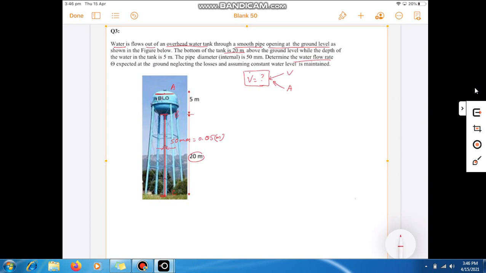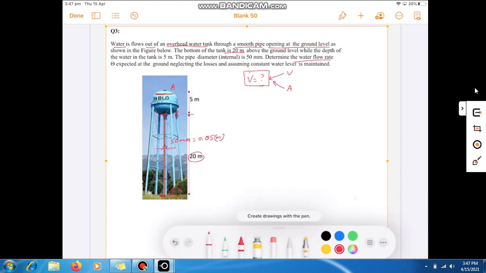Because you see in the question we have assuming the constant water level is maintained, it means the capacity of the container is very big compared with the amount of water flowing out of the container. So we can assume the amount of water in the water tank is constant. To find the water flow rate, we have to find velocity and cross-section area at point C, not point A or point B. Similar to question 2, to find velocity, we have to write the energy equation.